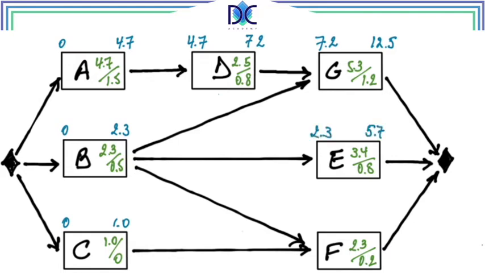We do the same for E, so we have start time of 2.3 and end time 5.7, and for F we find 2.3 and 4.6, which gives us a project duration of 12.5 periods. And this is the duration of the project. So basically this is the starting point from which we can continue, and we will do that with some additional exercises. So let's continue in the presentation.